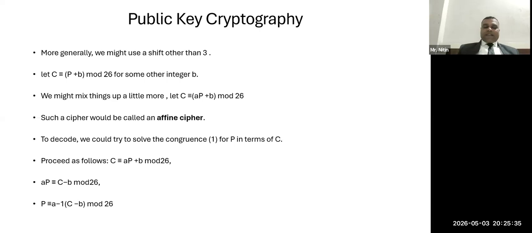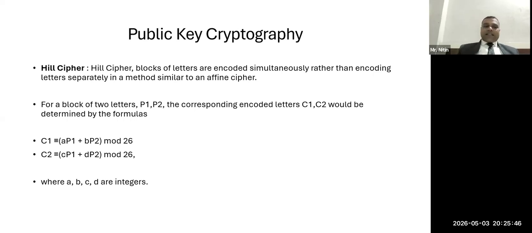Understood the difference between Affine cipher and Hill cipher. In the Affine cipher, each individual letter gets replaced, that is encoded, and then it will get decoded. In the Hill cipher, a block of letters gets encoded and then decoded. So in the Hill cipher, a block of letters is encoded simultaneously rather than encoding the letters separately in a method similar to an affine cipher.